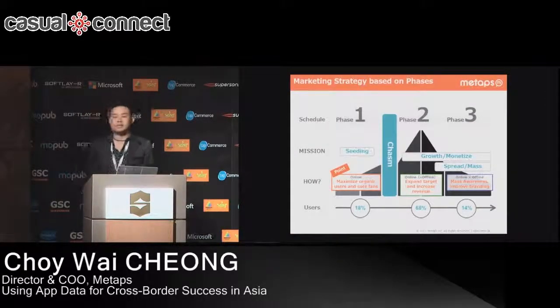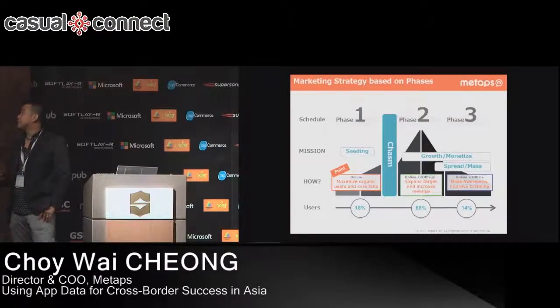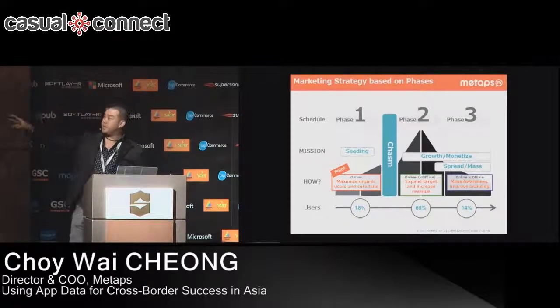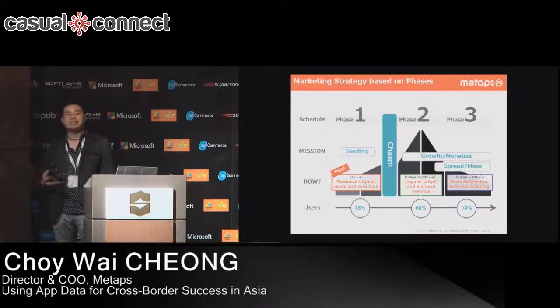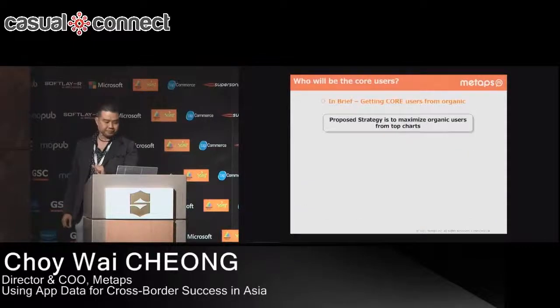Next, this is a very important slide. A lot of what I'm going to talk about today will be split into phase 1, phase 2, and phase 3. Phase 1, I name seeding. Phase 2 is the growth and monetizing of your app. Phase 3 is spread, or what you call mass. In phase 1, the point is to maximize organic and core fans, or what we call raving fans. Phase 2 is expanding the target, doing PDCA, and re-evaluating your users: are they the real users that you want? And also increasing the revenue. Phase 3 is all about awareness.